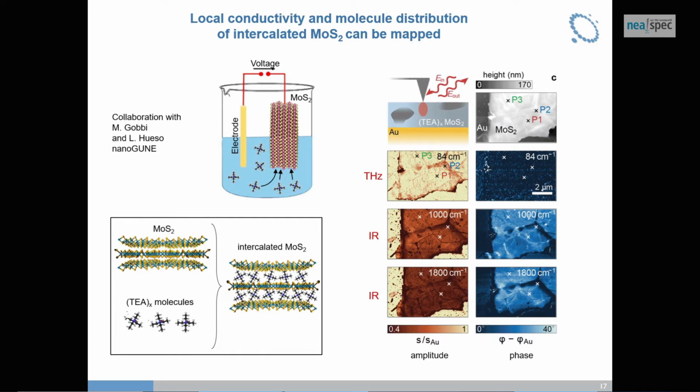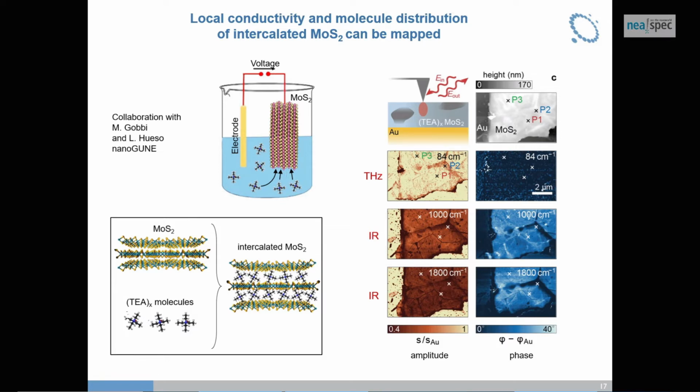And so we thought, let's make a local conductivity mapping, and we can do this with s-SNOM. So what we did is we exfoliated this intercalated material and put it on a gold surface acting as a reference. That's a cross-section. And then we imaged at terahertz frequencies, about 2.5 terahertz, 84 wave numbers, and then at 2 infrared frequencies, and we have amplitude and phase here.